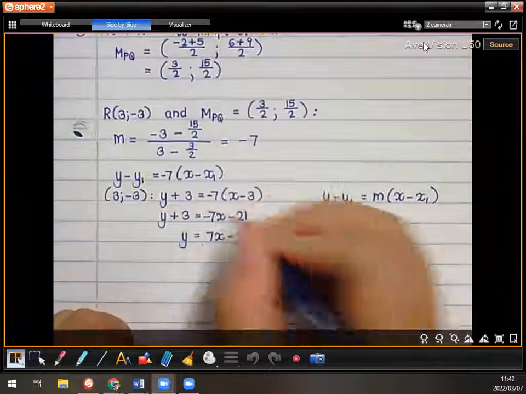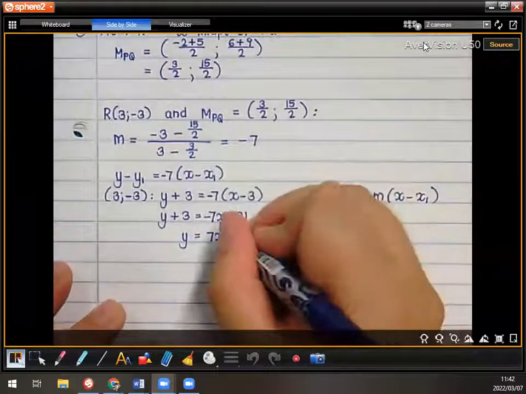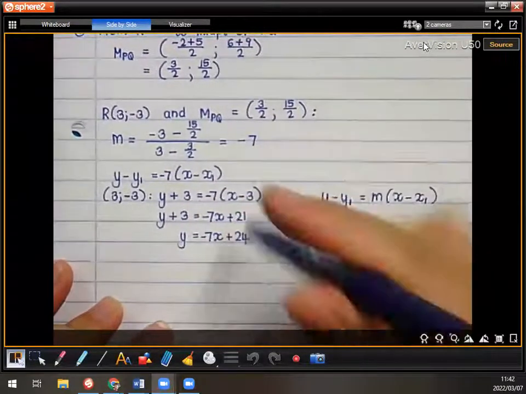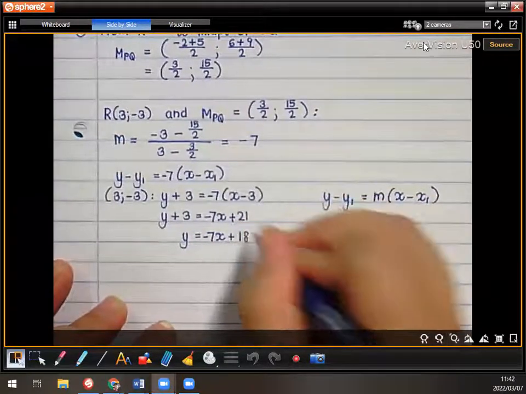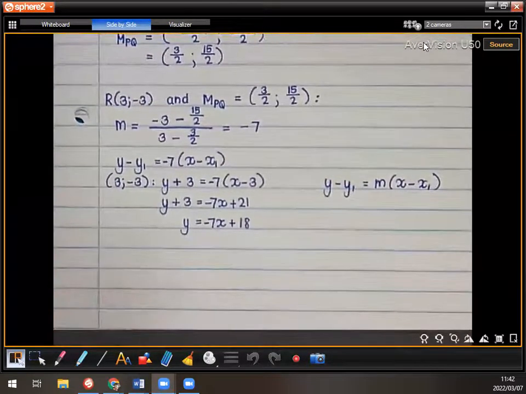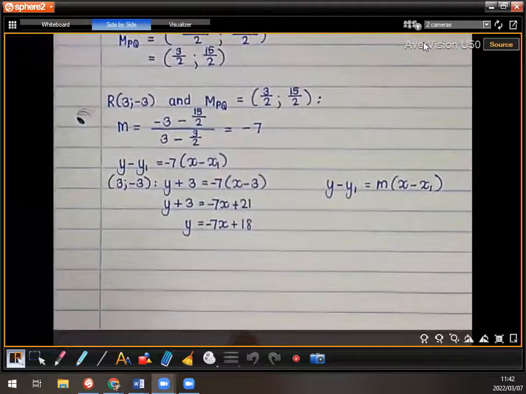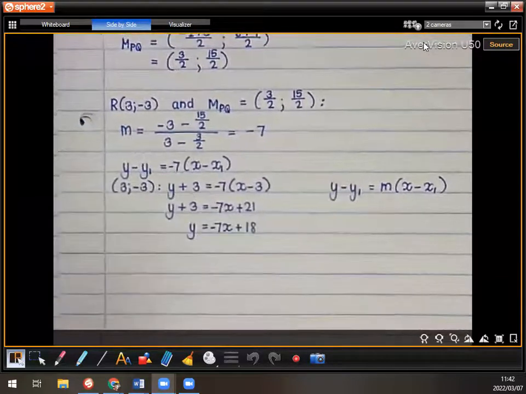Now this is going to be negative 7x plus 21. And that is then going to give me plus 18. Negative 7x plus 18. Negative 7x plus 18. Okay, we're going to do the second type of line today.